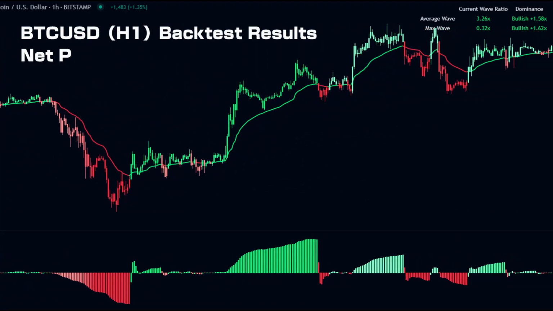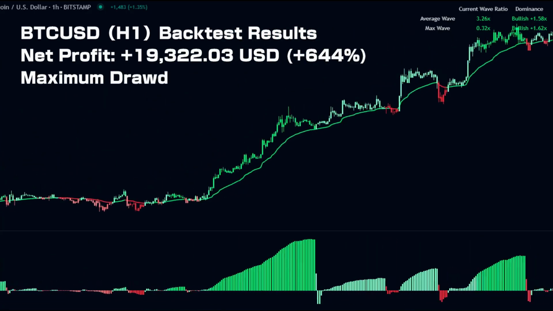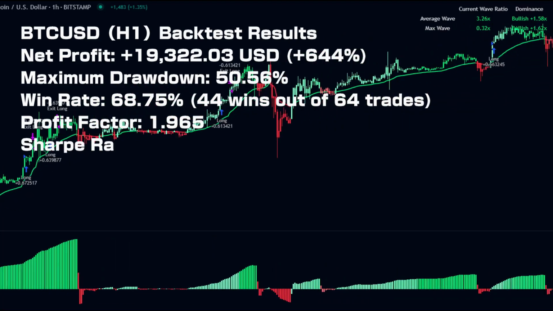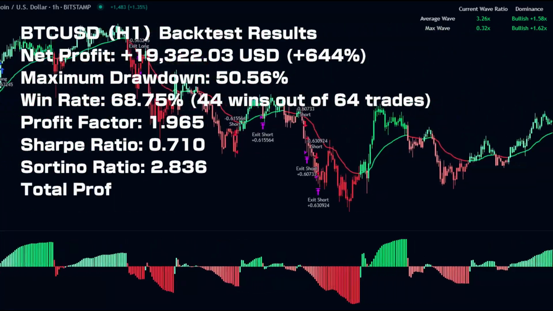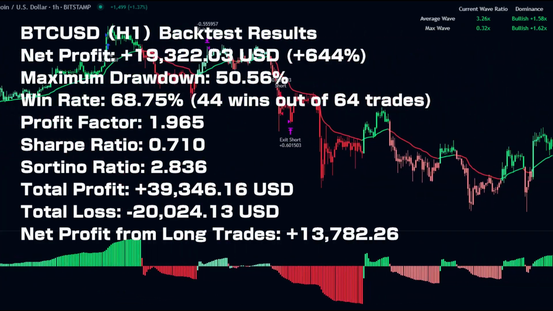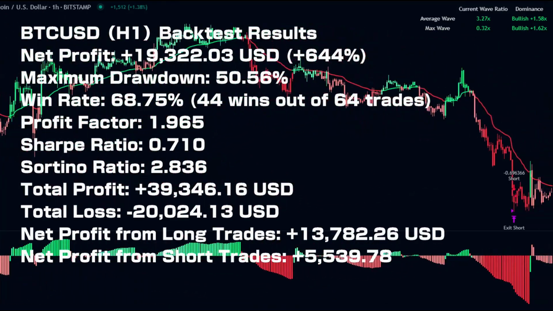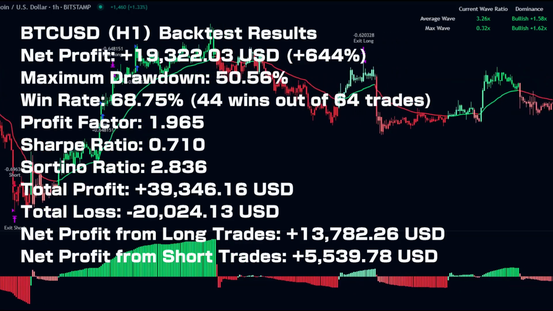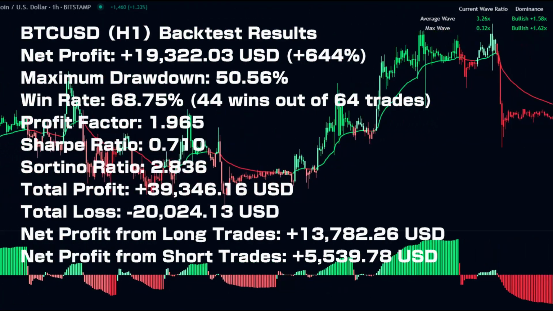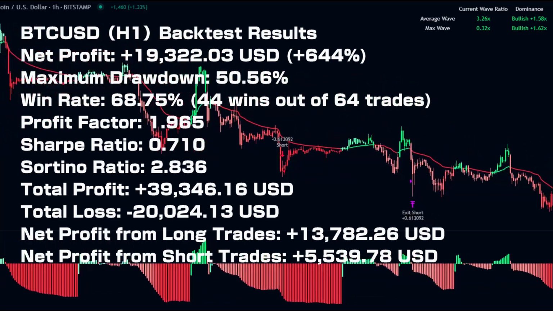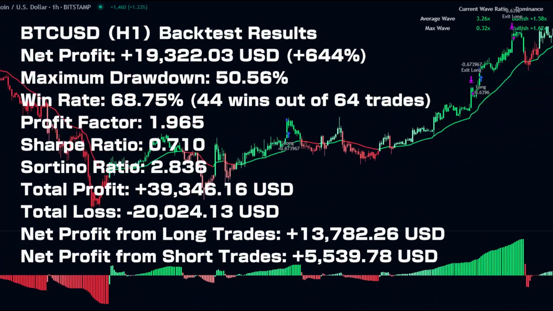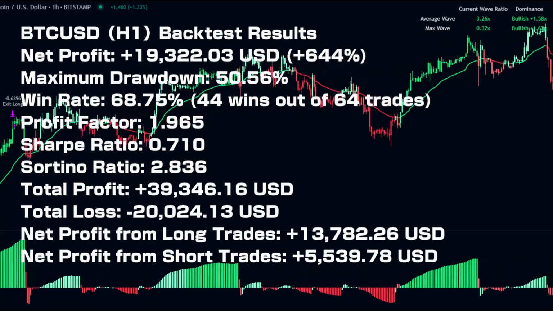Key backtest results: net profit plus 19,322.03 USD, up 644%. Maximum drawdown, 50.56%. Win rate, 68.75%, 44 wins out of 64 trades. Profit factor, 1.965. Sharpe ratio, 0.710. Sortino ratio, 2.836. Total profit, plus 39,346.16 USD. Total loss, minus 20,024.13 USD.